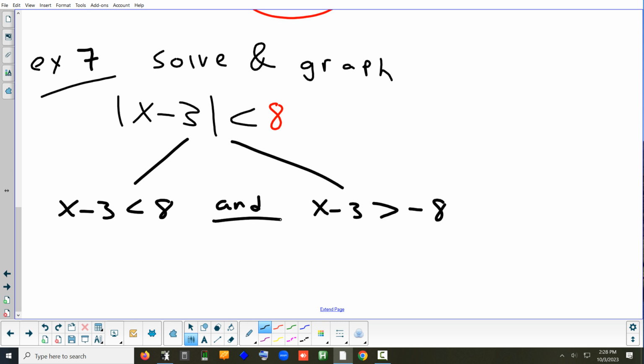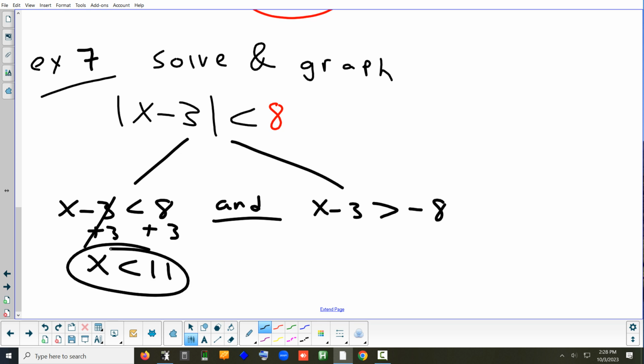And all right, and now we just solve it. So add 3. And that gives me x is less than 11. And now we solve the other one. It's less than 11, but bigger than negative 5.